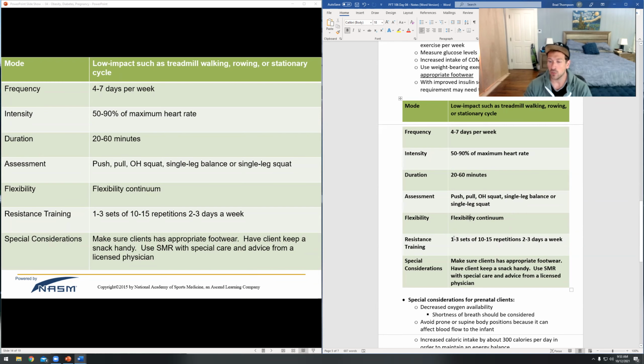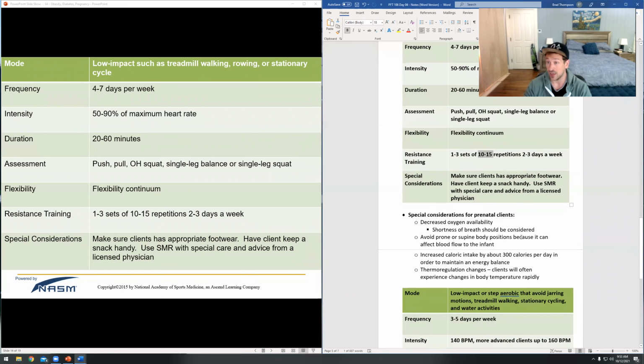For resistance training, we're going to go 1 to 3 sets of anywhere from 10 to 15 repetitions, 2 to 3 days per week. That range right in there is going to prioritize burning carbohydrates. I will say if I've got a diabetic client, I try to keep it around 10 because 10 is right in the middle of glycolysis, which means it's right in the middle of carb burning central.